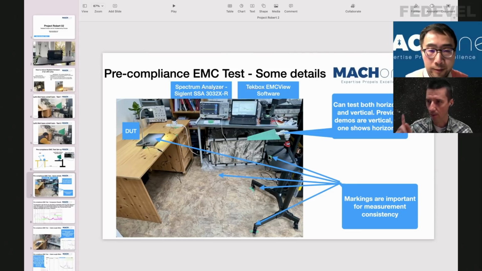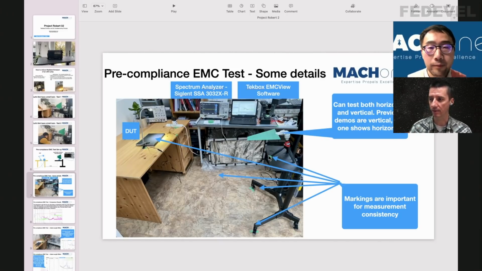So I see the spectrum analyzer. And the Tekbox EMC view software. It's just a software that we use for scanning, and it's a very simple test setup. As I said, if you have a spectrum analyzer and some form of antennas, then you can easily troubleshoot, basically.